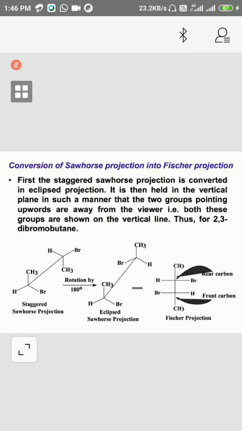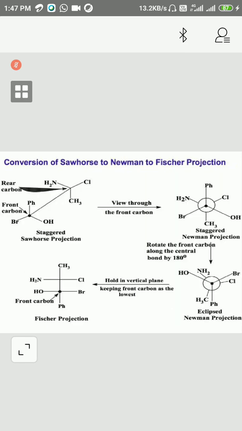Now again, from Sawhorse to Fischer projection, how will you do it? If it is staggered, first you convert it into eclipsed. You simply bring this CH3 up. This will be here, this will be here, like this. Now you simply convert it into the Fischer projection. The carbon-carbon bond is this one, and this is again straight. This CH3 is again below, and you can make it like this. That is the Fischer projection.